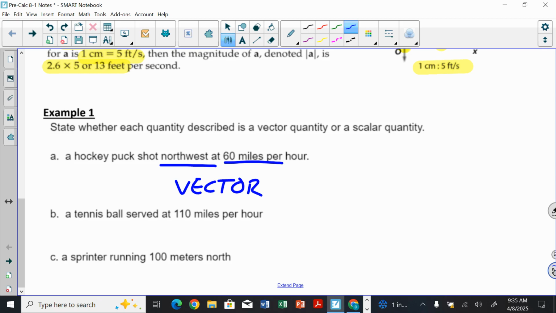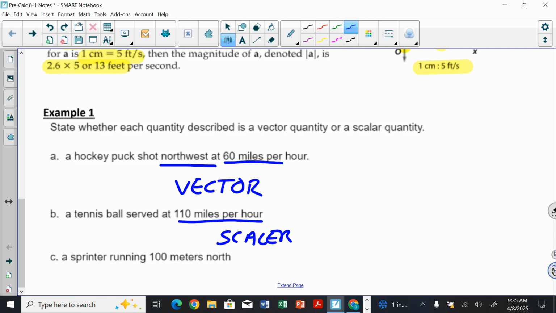How about a tennis ball served at 110 miles per hour? We only have one thing here. We just have the speed. We don't have the direction of where it's going. So we don't have direction and magnitude, we just have a speed. So this one would be considered scalar.